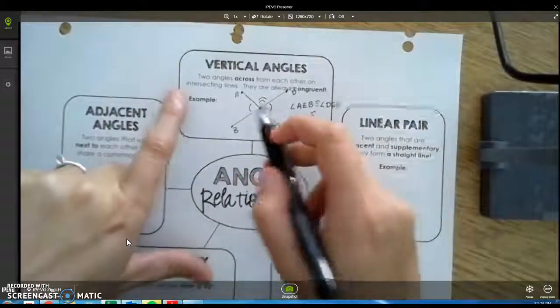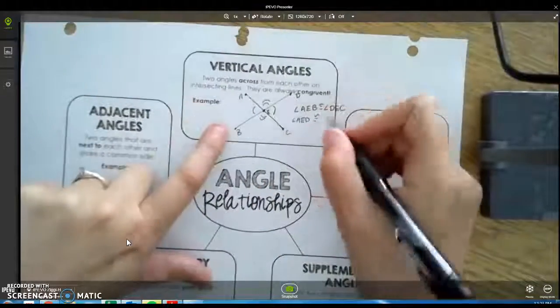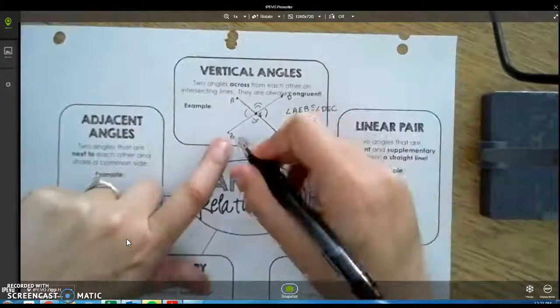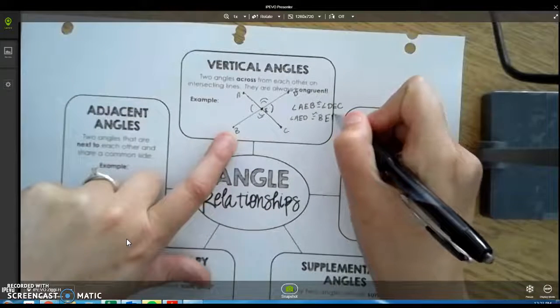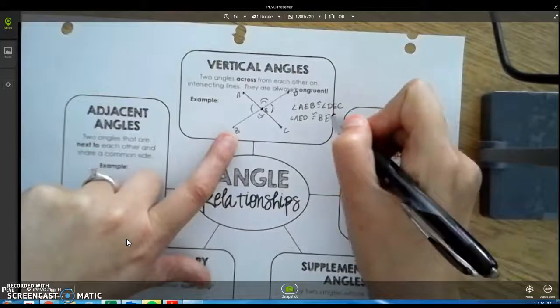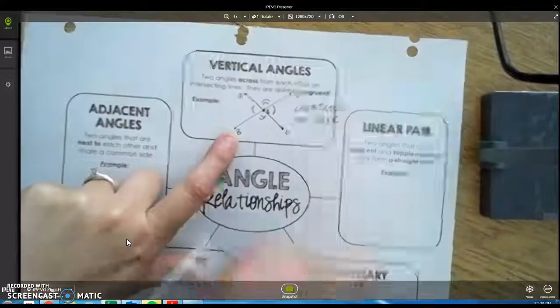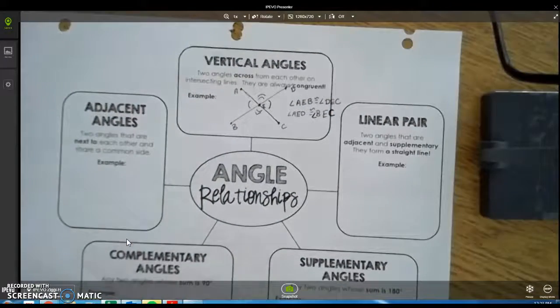Angle AED is congruent to BED, or C. And that should be an angle sign right there. So I know all that because I know they intersect and they form vertical angles.